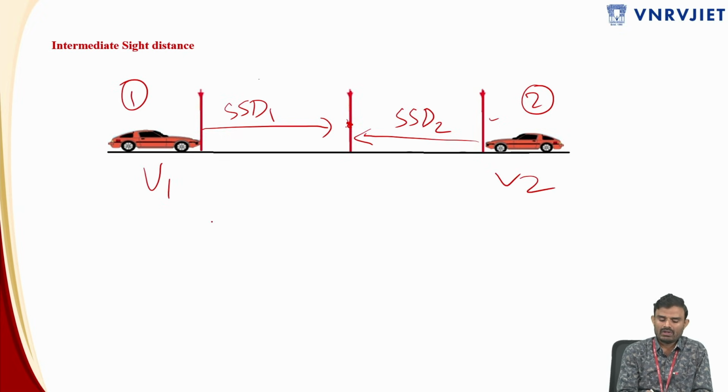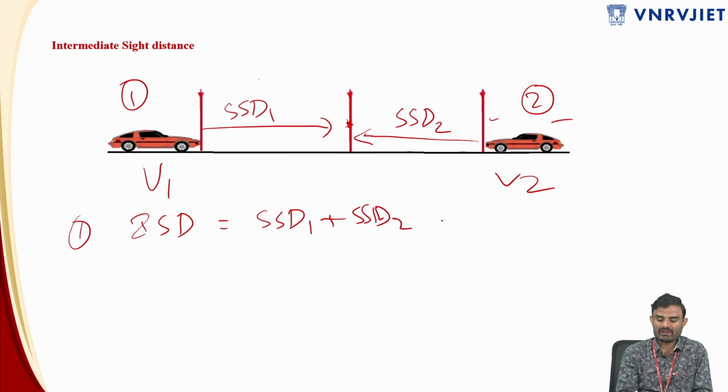In the first general condition, the vehicle is traveling on a level road with an obstruction only. Therefore you have only SHD1 with a single speed. But whereas the vehicle is moving in the opposite direction, that is why this is said to be intermediate sight distance. If both vehicles are traveling at the same speed, then it becomes SHD1 plus SHD2. As both are the same, you can take it as 2 times SHD. That is nothing but the intermediate sight distance.